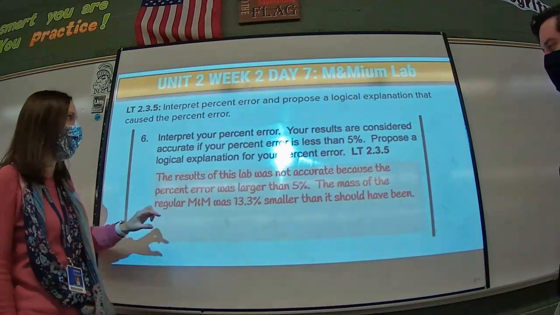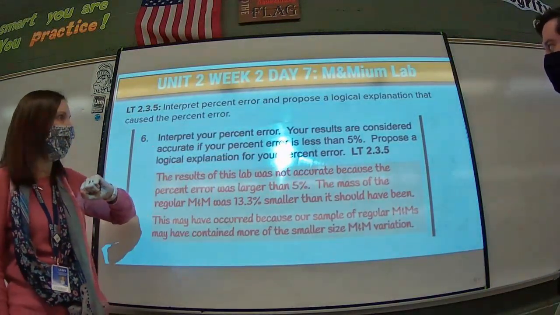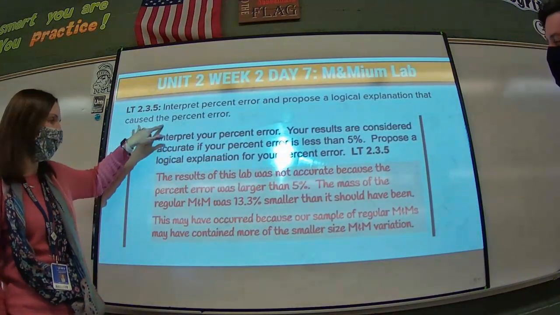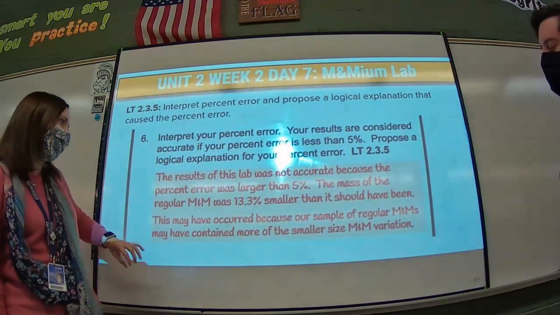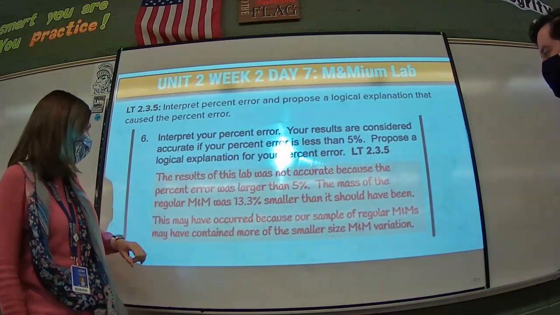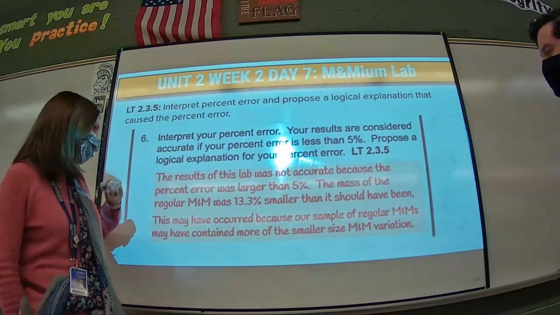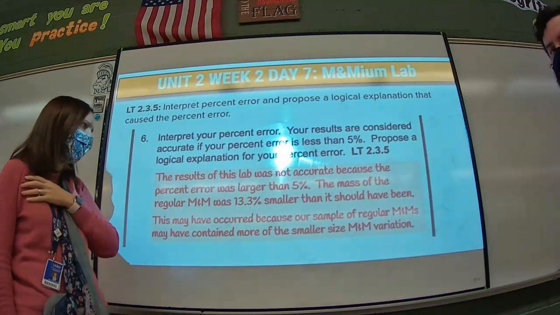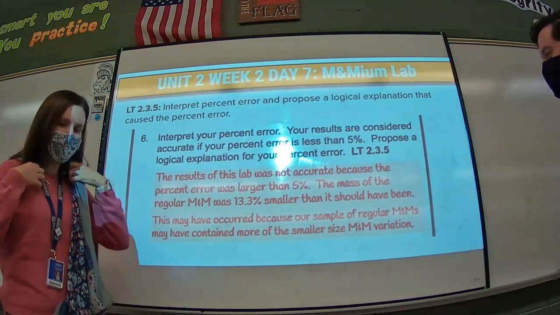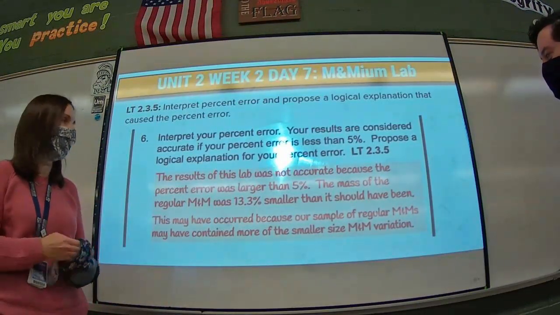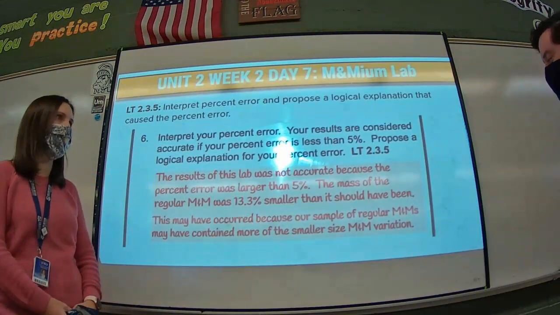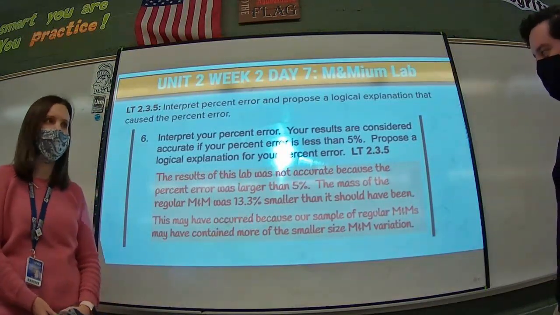And then at the bottom, the second part, it says propose a logical explanation for what caused that error. So this may have occurred because our sample of regular M&Ms may have contained more of the smaller size M&M variation. So we may have just accidentally grabbed more small M&Ms than large M&Ms, causing our mass to be smaller than expected.